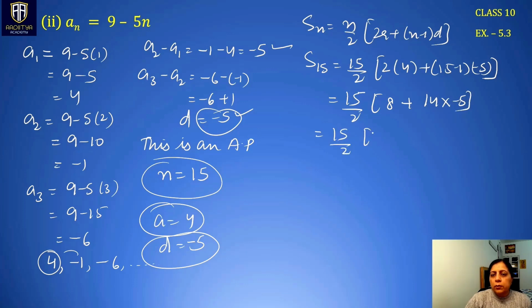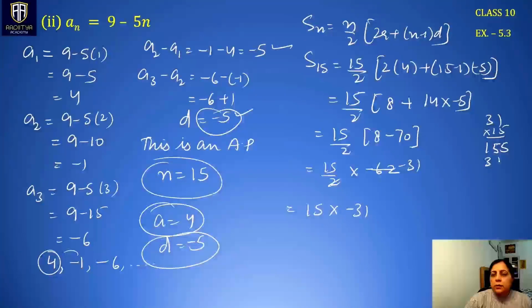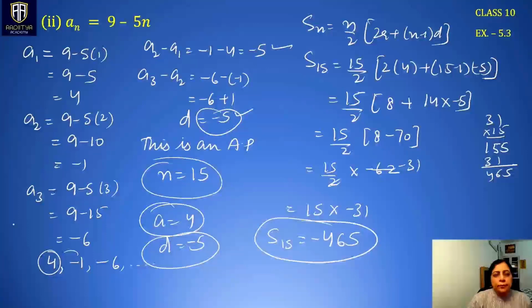15 by 2, 8, 14 fives are 70. So we have minus 70 here, 15 by 2, and this becomes minus 62. So we have minus 31 here. 15 multiplied by negative 31. So 31 by 15 multiplied by 15. Then this is minus 465. So S15 is minus 465 in this case. Right?